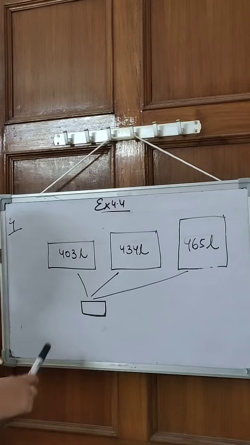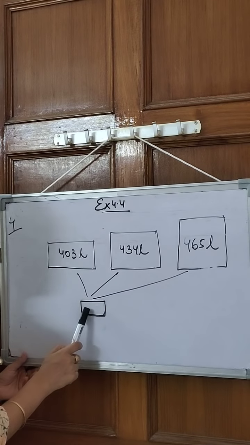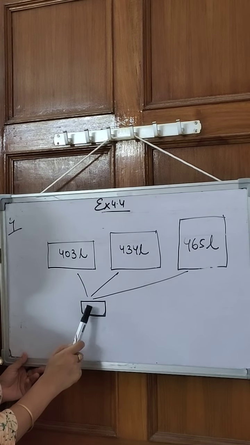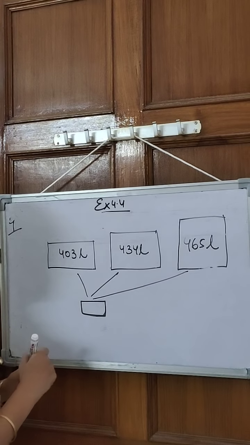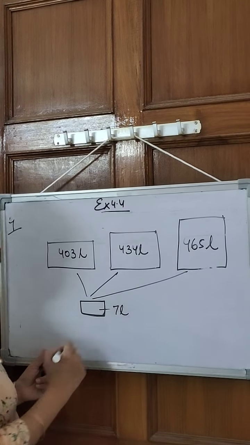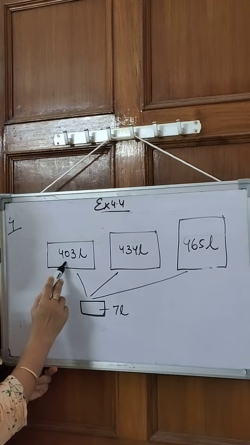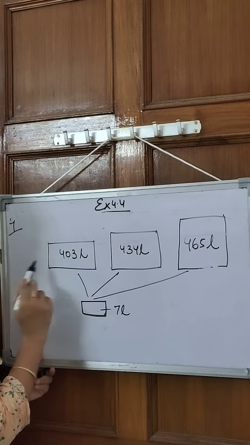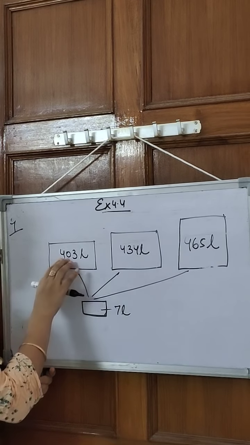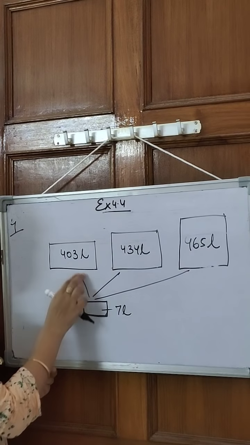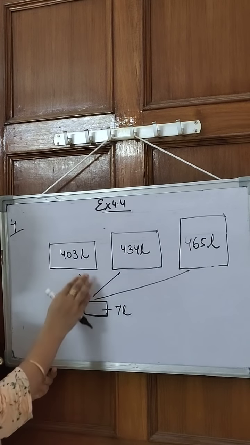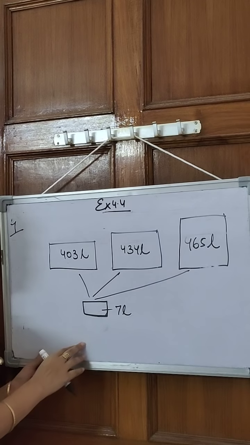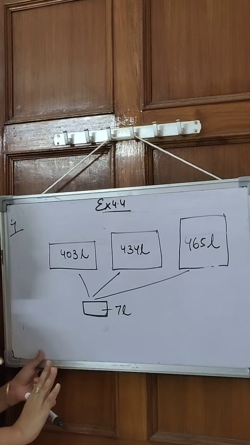Similarly, when I take a small container, suppose this small container is 7 liter. When I start measuring with it, I will take 7 liter from it, then again 7 liter, then again 7 liter, and I will keep on doing it until it is completely empty.